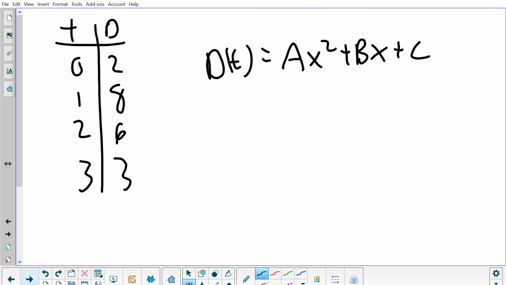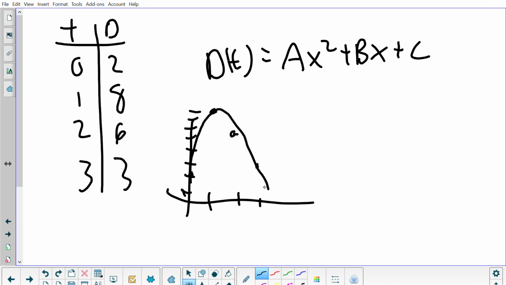Okay, last one is here is a table. Which of the 4 equations is best suited? So let's first just make a quick graph. Okay, so it says 0, 2, 1, 8, 3, 4, 5, 6, 7, 8, 2, 6, 3, 3. So our thing looks something like this.